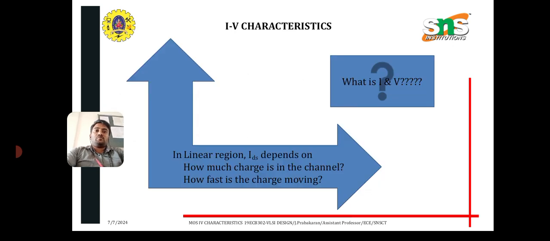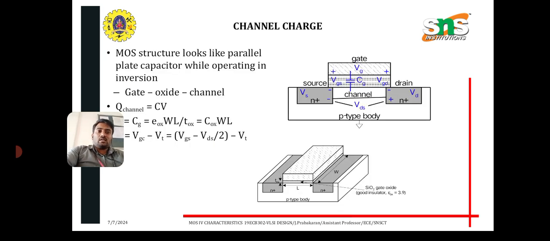NMOS, PMOS current-voltage plot. The NMOS plot shows how IDS varies with VDS for different VGS, and the PMOS IV plot shows similar characteristics with opposite polarity due to different doping types. And the channel charge: the MOS structure looks like a parallel plate capacitor while operating in inversion, gate, oxide, channel. You can see the equation.